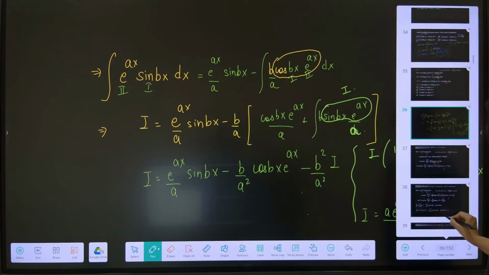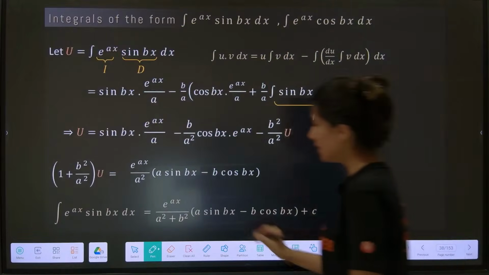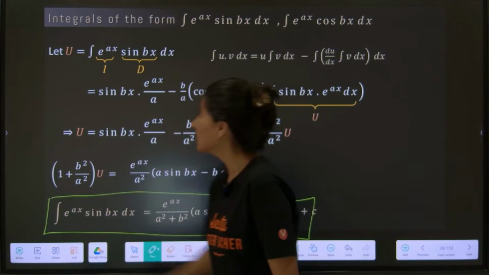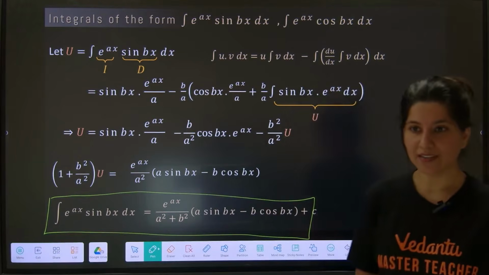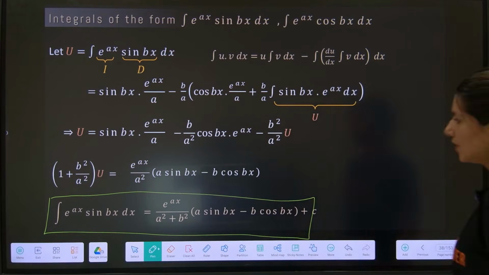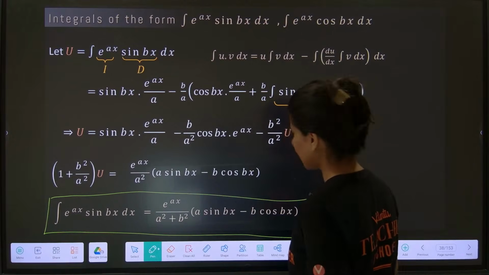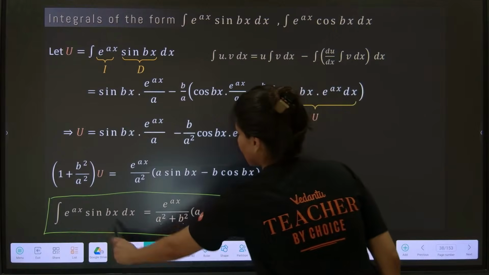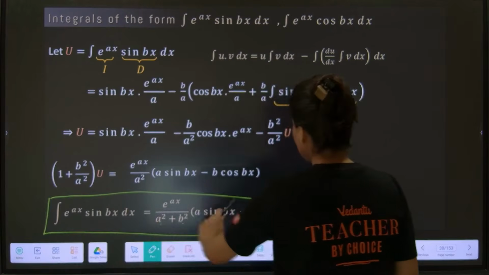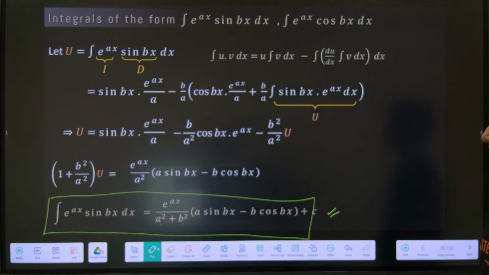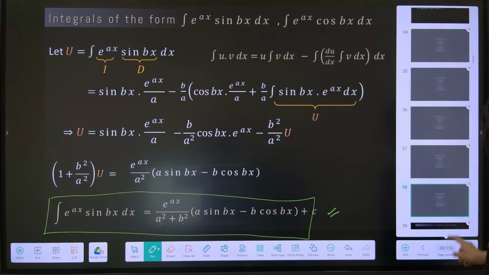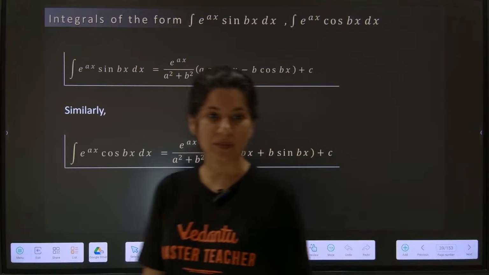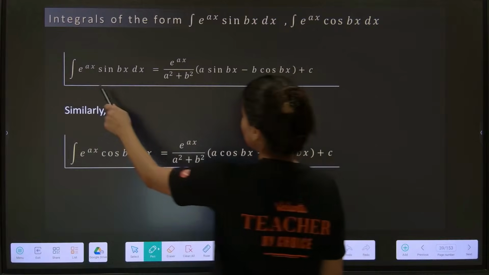So this is how it is going to get. See, e power ax, if you take common, this is how it is going to be. Lengthy, right? But yes, slightly lengthy, but you understand the process also. e power ax upon a square plus b square, times a sin bx minus b cos bx. So this is how you need to integrate. These are the two formulas that you have to keep in mind. e power ax sin bx we just did.